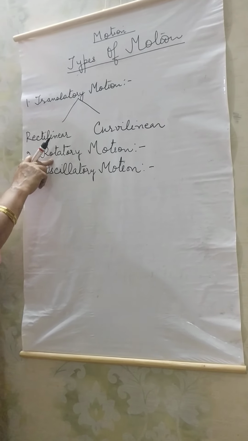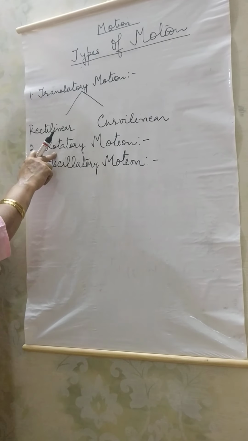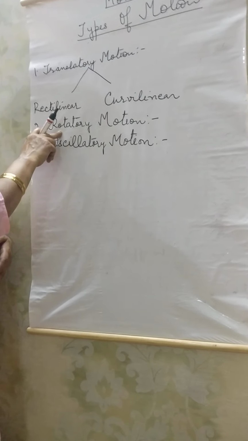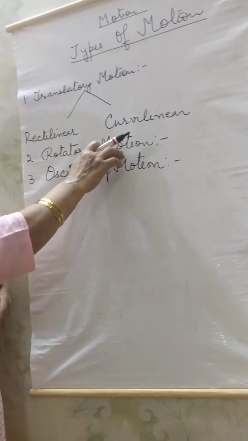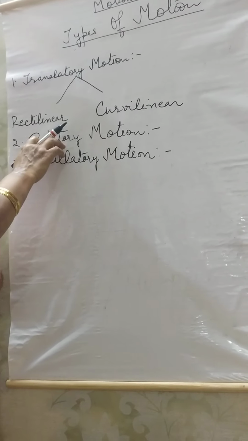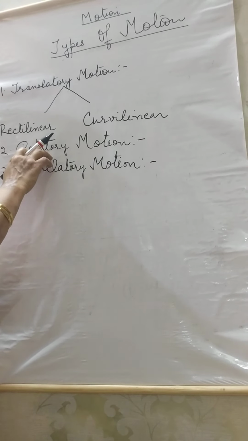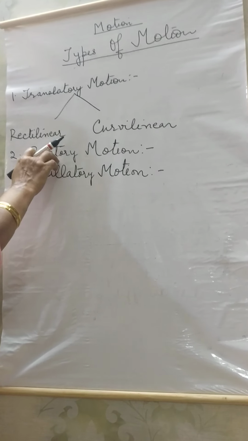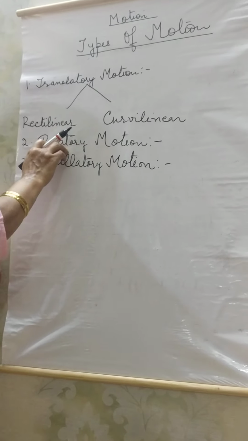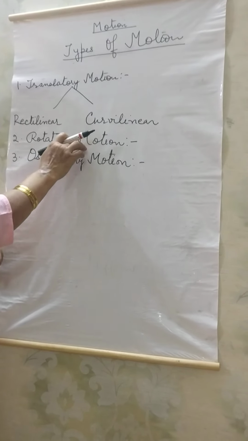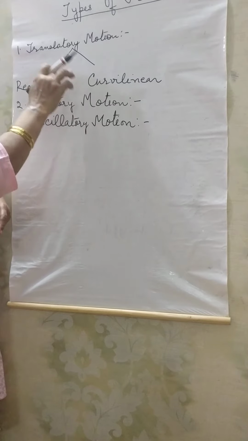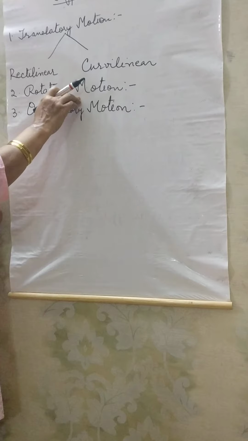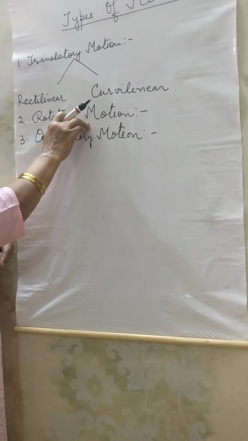Next comes rotatory motion. Rotatory motion is the motion in which an object moves around a fixed axis. For example, spinning of the top, moving of the blades of a rotating fan, potter's wheel, spinning of the charkha, merry-go-round. These are some examples of rotatory motion.